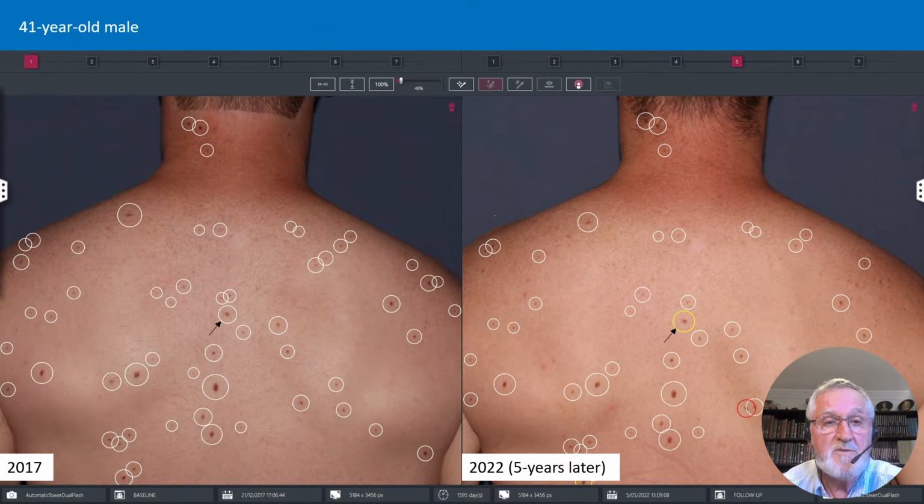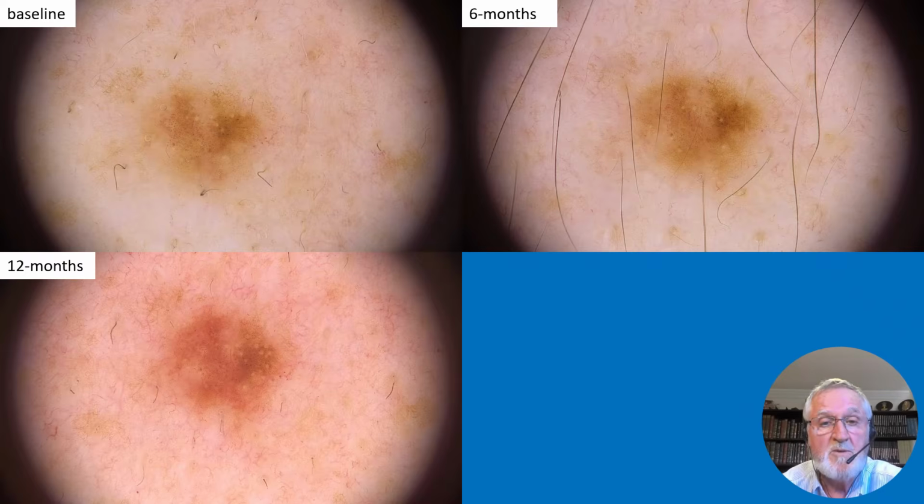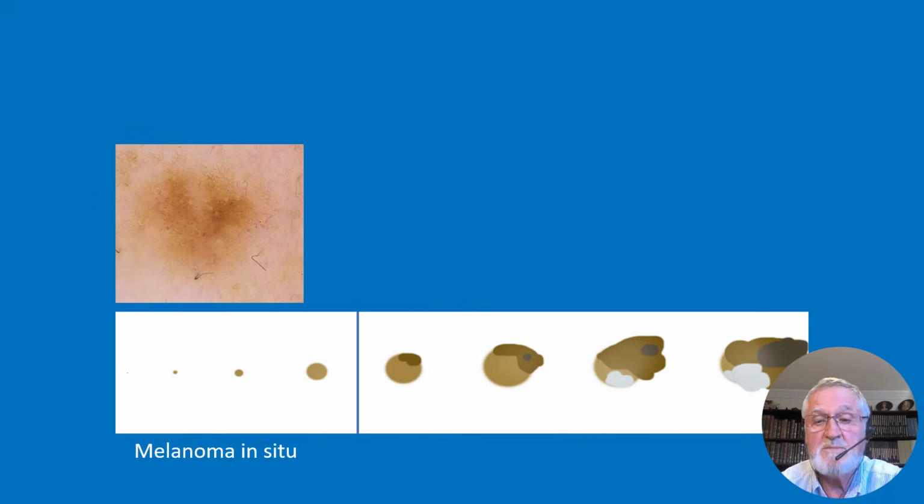Another young man, 41 years of age, over 5 years, the photo finder has detected change in a lesion indicated by the arrow. When we looked at it with the dermatoscope, it was not concerning. We monitored it at 6 months. We weren't too concerned. By 12 months, we were convinced it was changing progressively. We excised it, and it was a melanoma in situ.